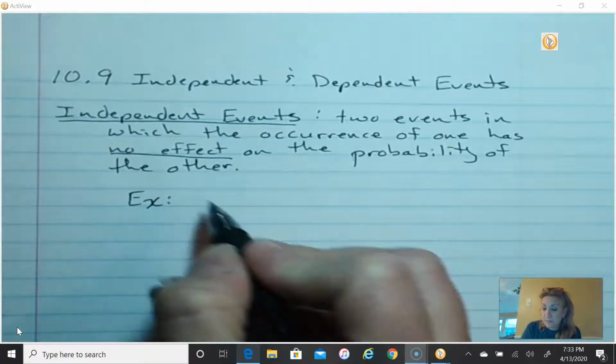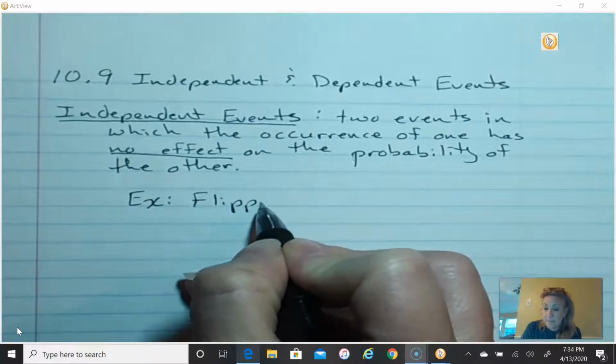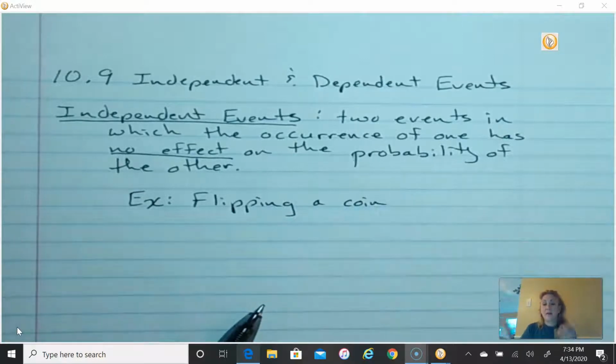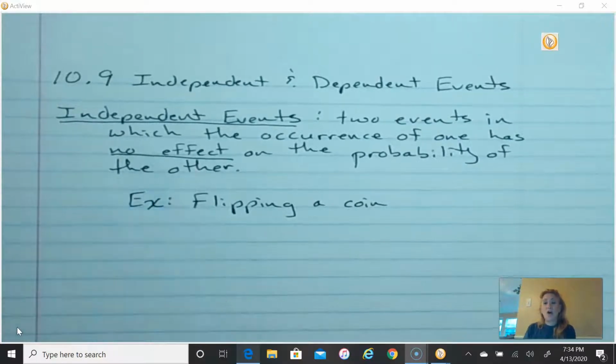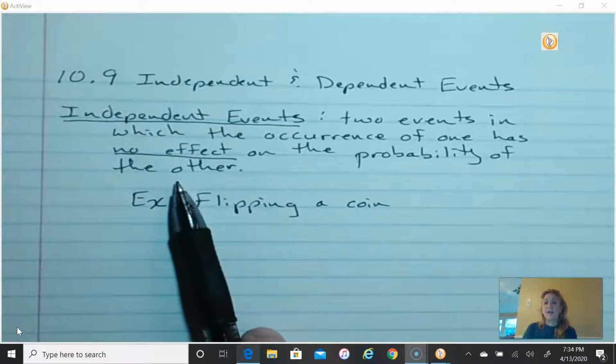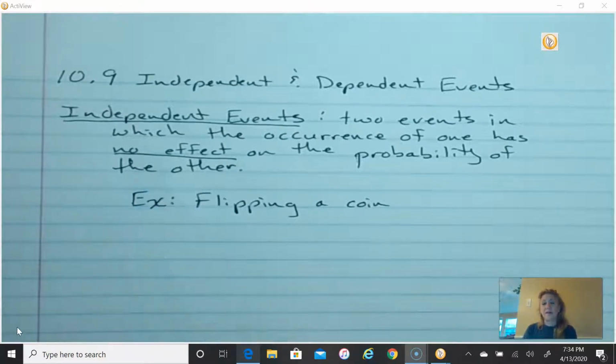Example. Flipping a coin. Like if I were to flip a coin and I got tails and I flipped it again, it could be either one. So the fact that I got tails the first time has no effect on what I'm going to get the next time. Okay? So flipping a coin is an independent event because the first one does not affect the second flipping. Okay? It's just total random.